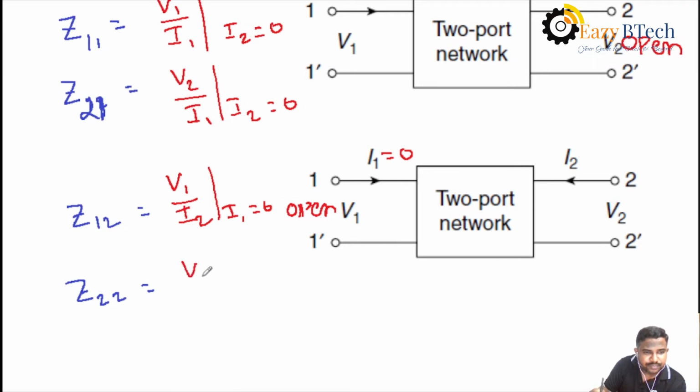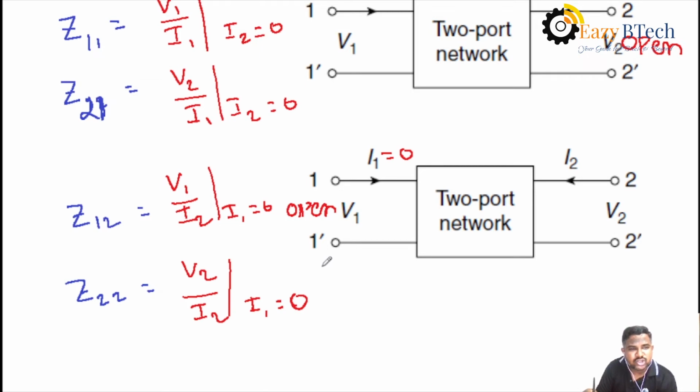Similarly, Z22 is V2 by I2 at I1 equal to 0. Here, all values are in the ratios of V by I, so the units of Z parameters are also ohms. In this way, you have to find out the Z parameters from the given circuit.